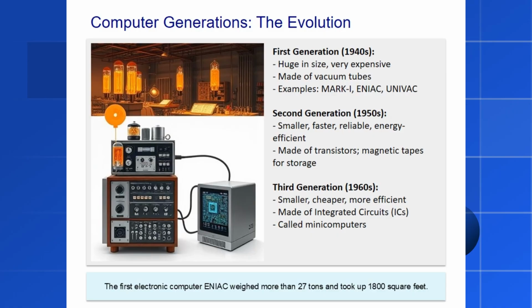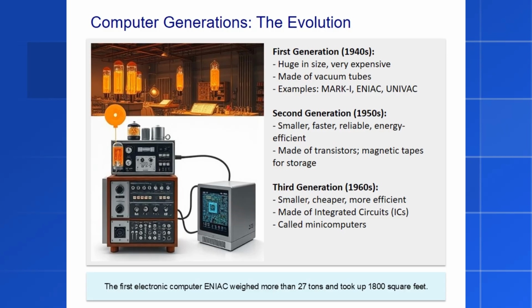After these early machines, computers evolved significantly through what we call generations. The first generation, from the 1940s, included computers like Mark I, ENIAC, and UNIVAC. They were enormous, very expensive, and built using vacuum tubes. ENIAC alone weighed more than 27 tons. Moving to the 1950s, the second generation brought a big change with the use of transistors and magnetic tapes. Transistors made computers smaller, faster, more reliable, and much more energy efficient.